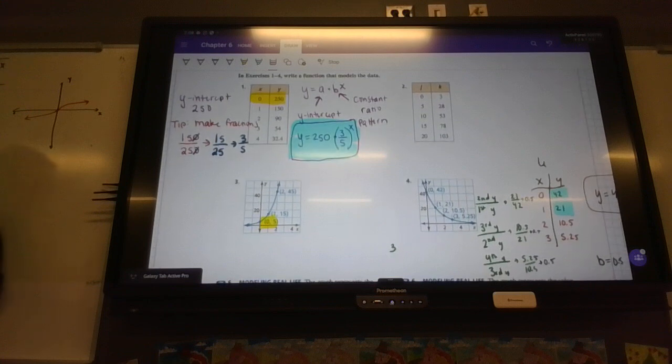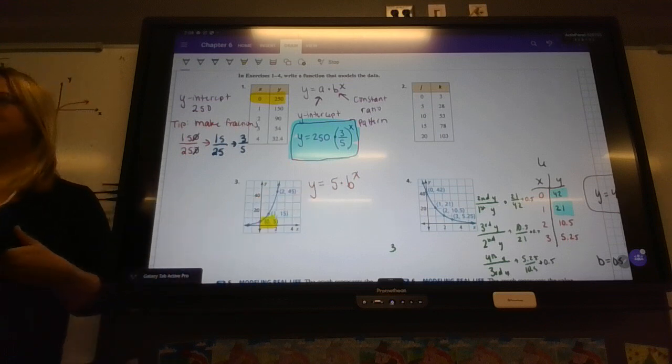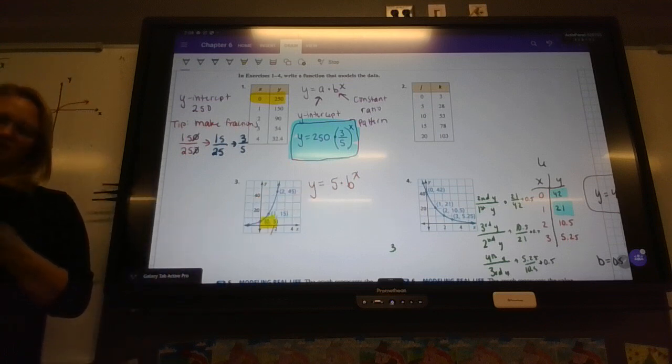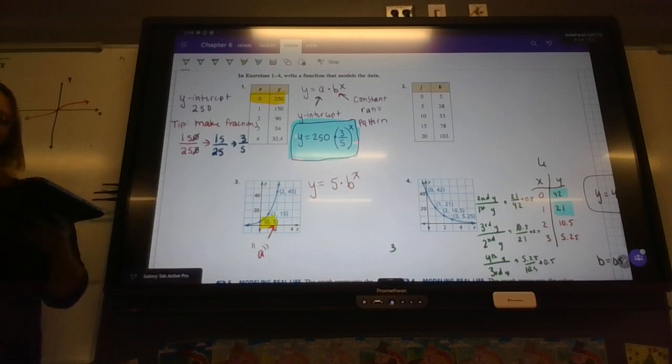So Nathan, what are your thoughts on here? Do you know A? Yeah. How do you know it's 5? So it's the y-intercept. So whatever is paired with 0, that's your a value. It's the y-intercept. This is a. You could just put it in the box.